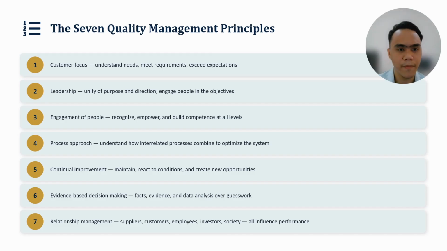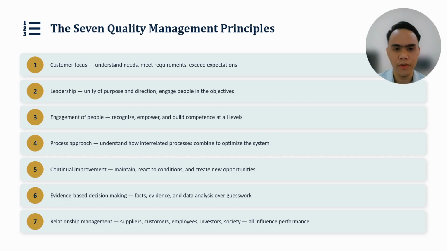Two is leadership: establish unity of purpose and direction. Create conditions in which people are genuinely engaged in achieving the organization's quality objectives. Three is the engagement of people: recognize, empower, and enhance competence to help people at all levels feel a sense of ownership and involvement in achieving quality objectives. This connects directly back to our earlier discussion of genuine versus lip-service empowerment.